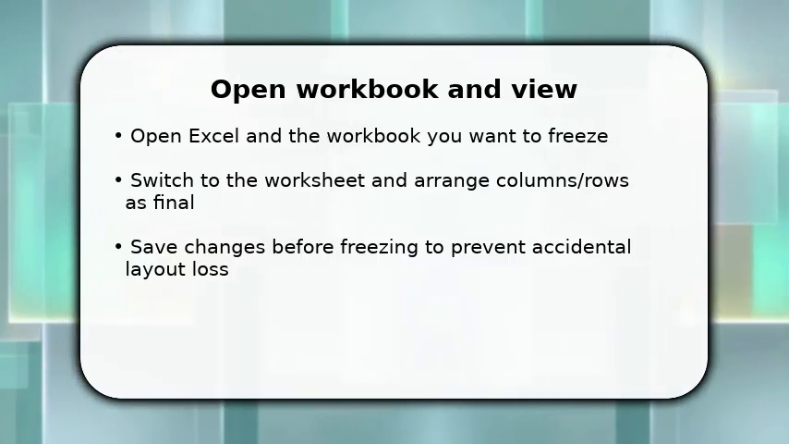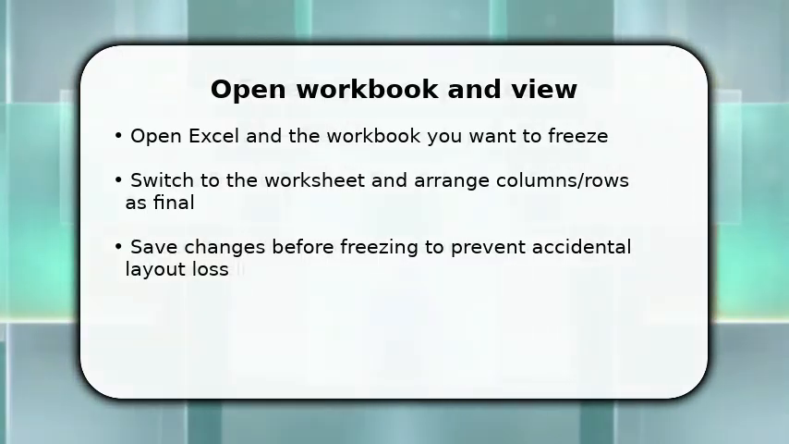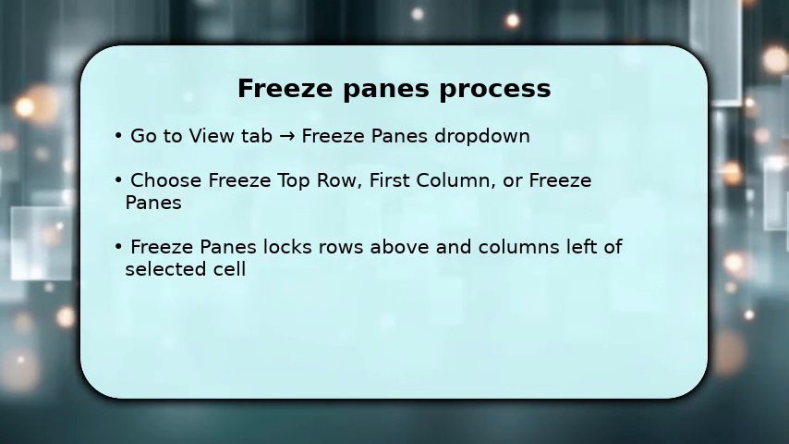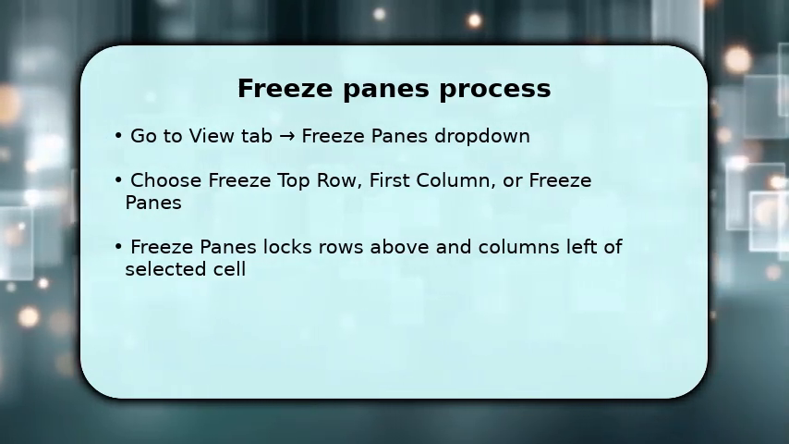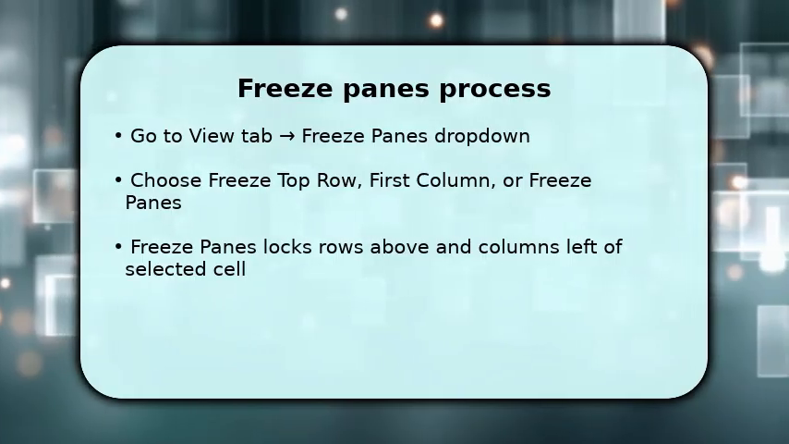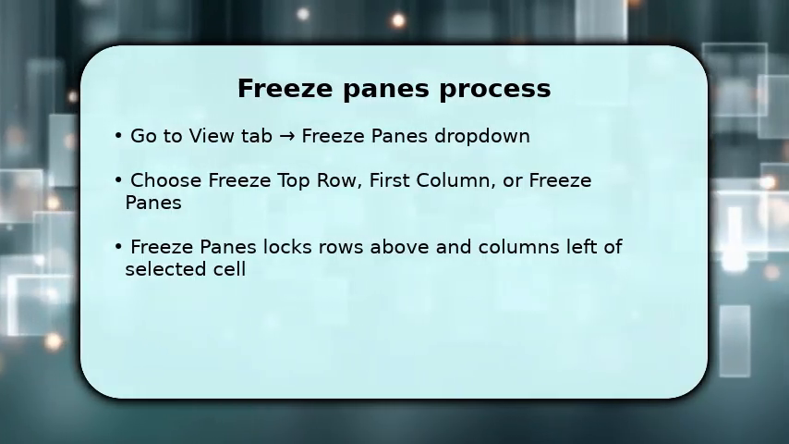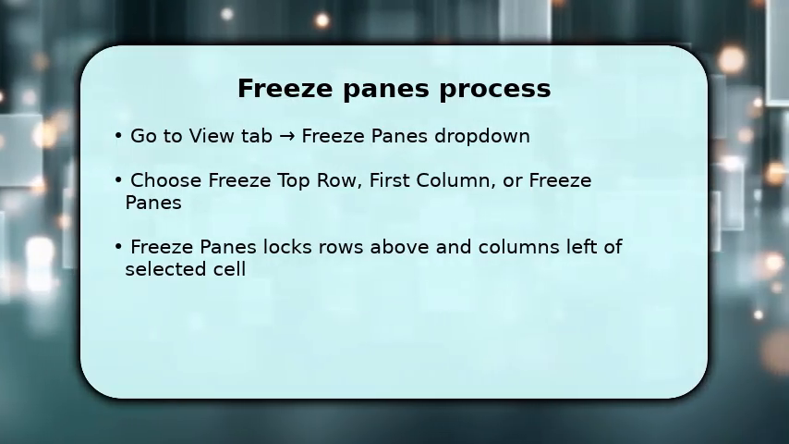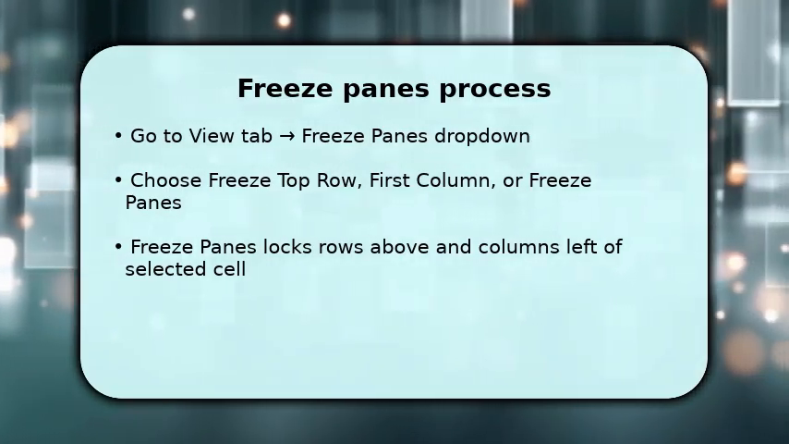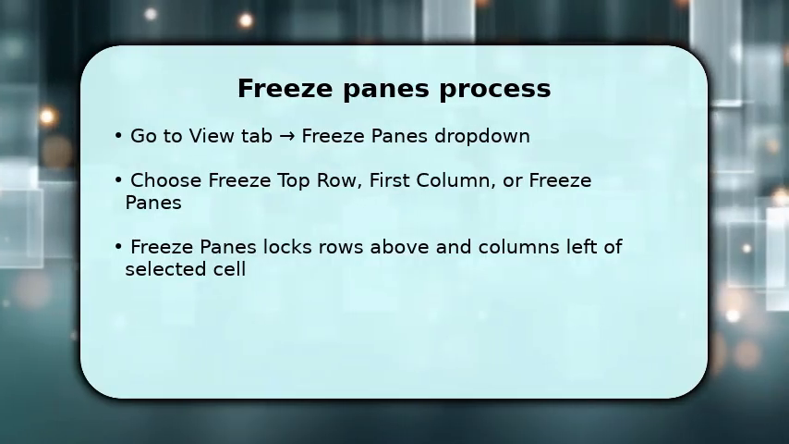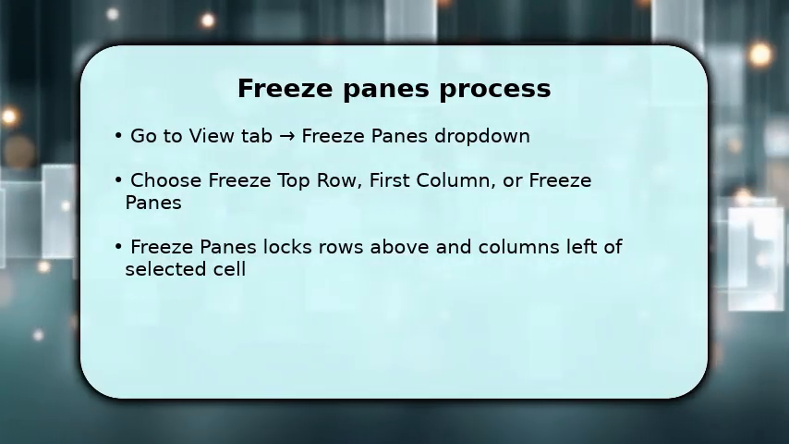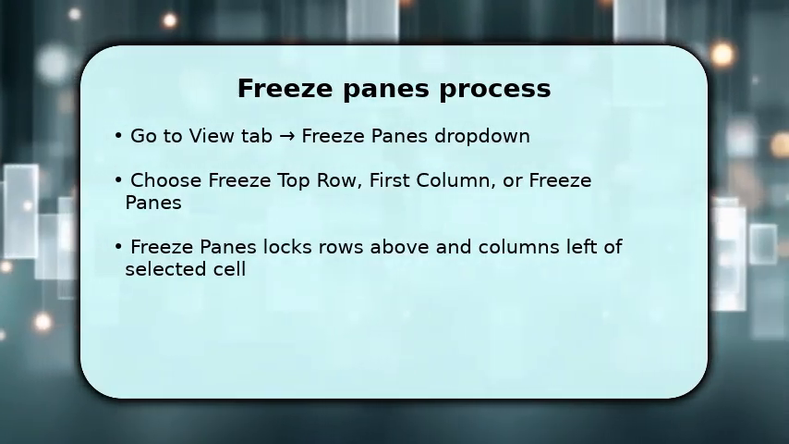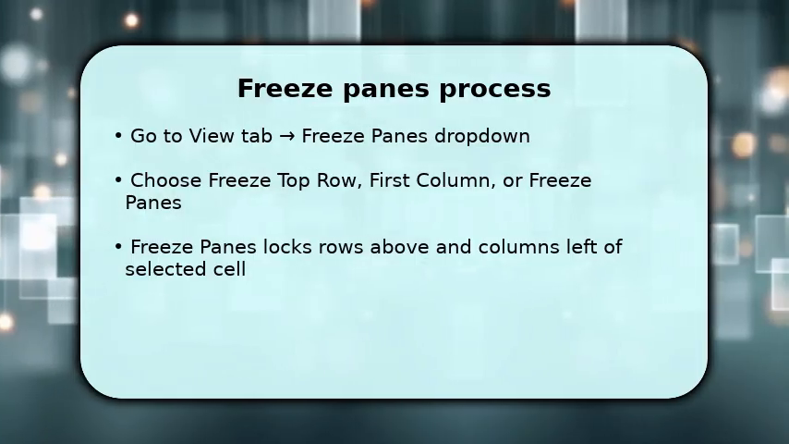You then go to the View tab and open the Freeze Panes menu. This is where the action happens. Select Freeze Top Row if only the top headers matter, or First Column for left side labels. For a custom lock, choose Freeze Panes after selecting the cell that marks the boundary. The selected cell will freeze rows above and columns left of that cell. This gives you scrolling freedom while important headers remain visible for context.